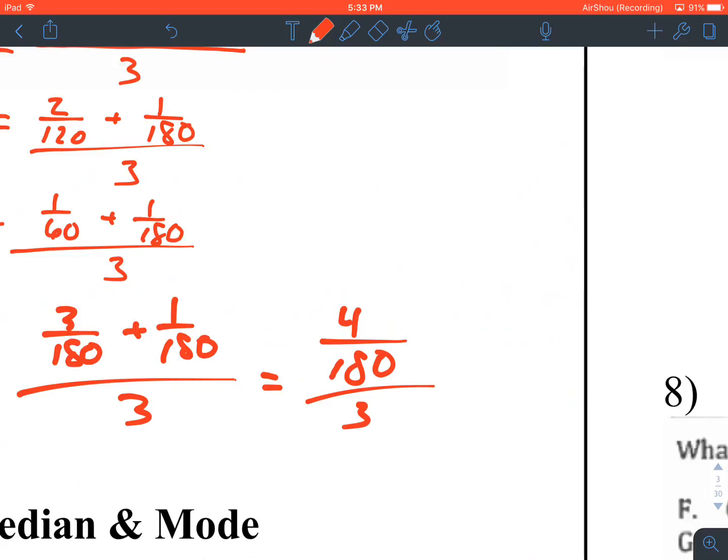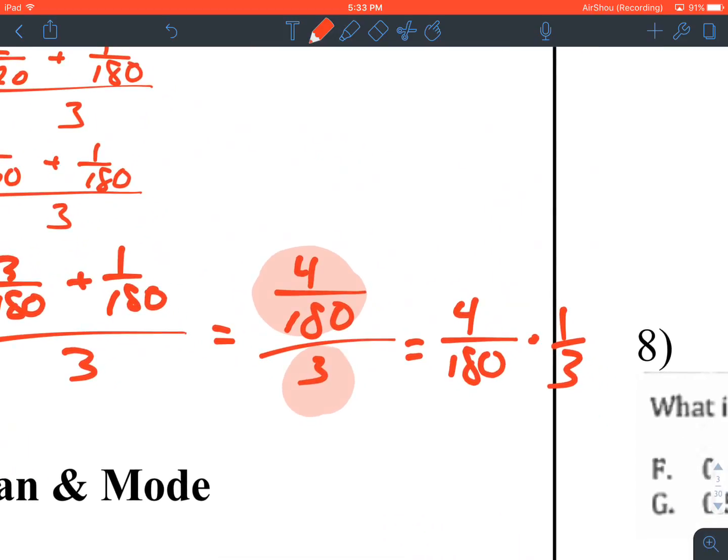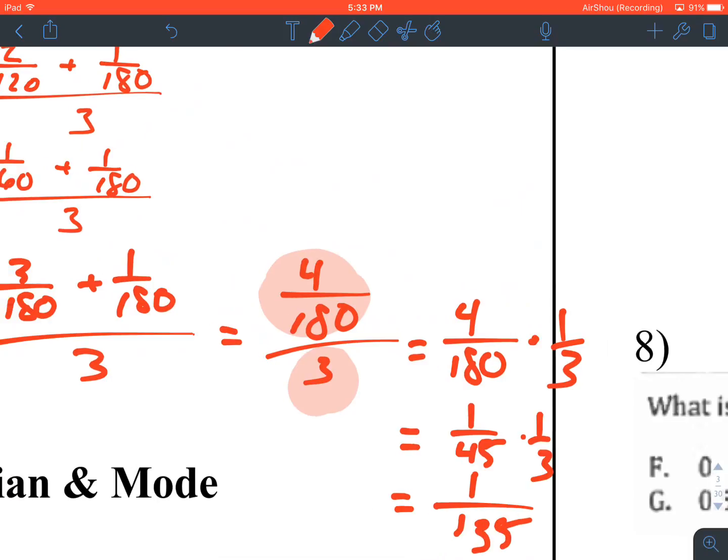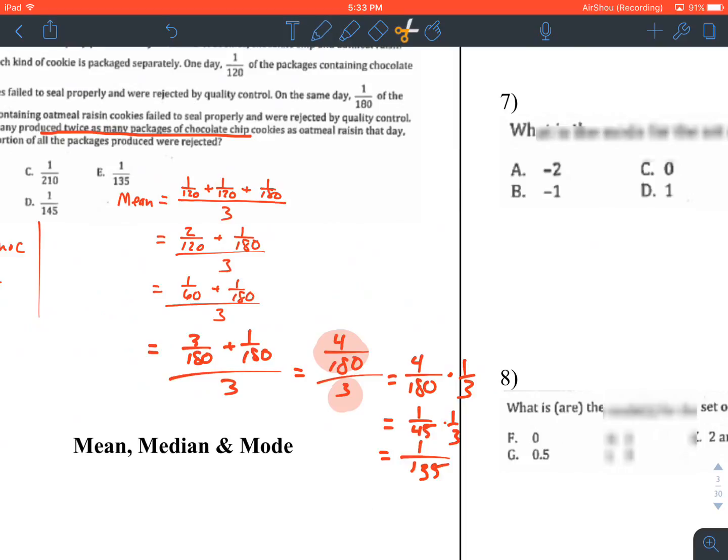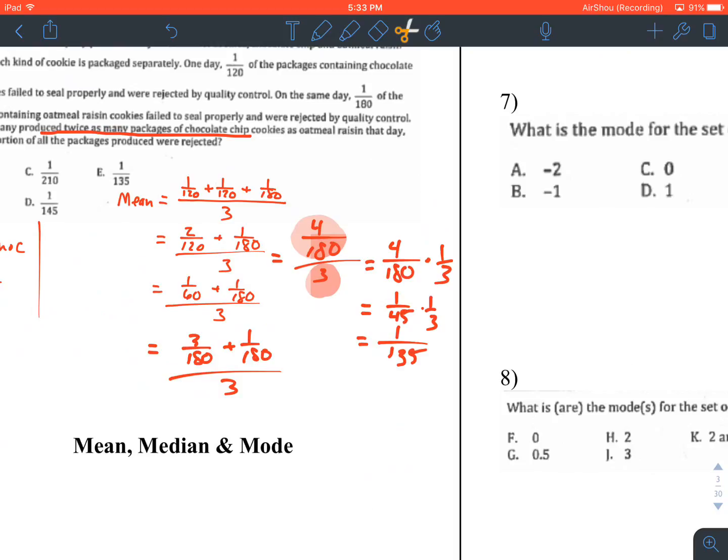And then if you're dividing a fraction by a whole number, that's equivalent to taking the fraction times the reciprocal of the bottom. And then 4 over 180, that reduces, divide both those by 4. We multiply that, we get 1 over 135. I really should have given more space to do this problem. Let's move this up here. Draw a little arrow. So 1 over 135 is answer E.